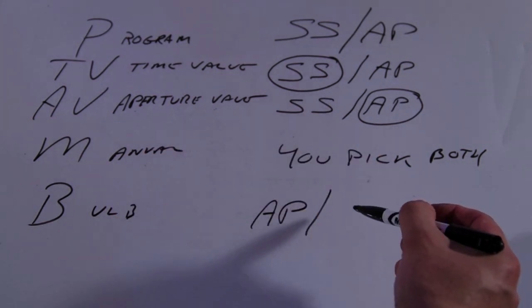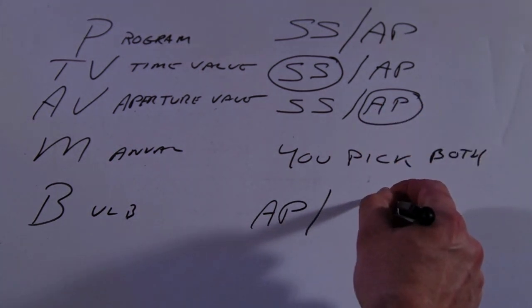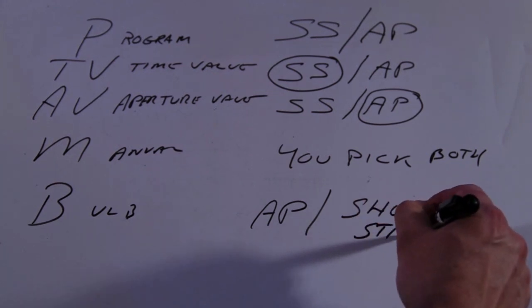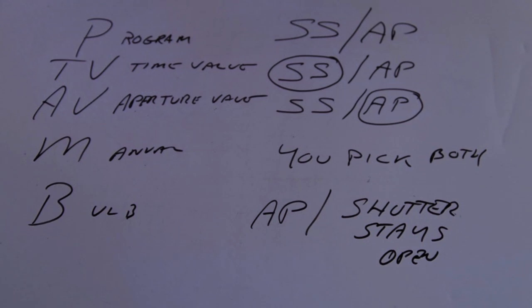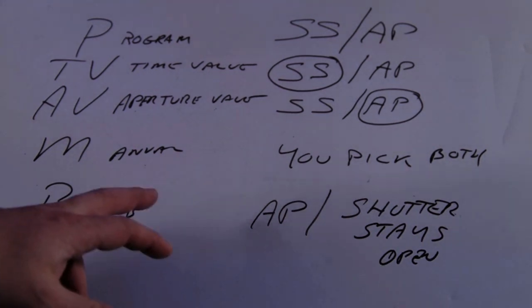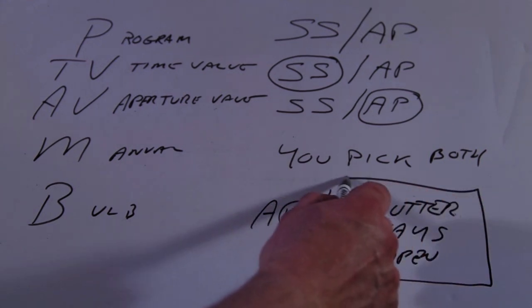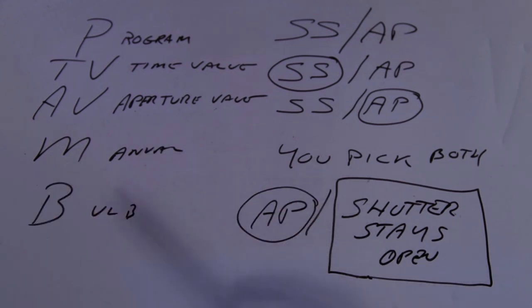In bulb mode, you pick the aperture, and as long as you hold the shutter button down, the shutter stays open. In most digital cameras nowadays, the longest shutter speed you can get is about 30 seconds. So if you want to do a 2, 3, 5 minute exposure or an hour exposure, you get a remote and you hold it down. As long as you're holding, bulb mode will hold the shutter open. I'll put a box around that because that's what that does. And you get to pick the aperture.